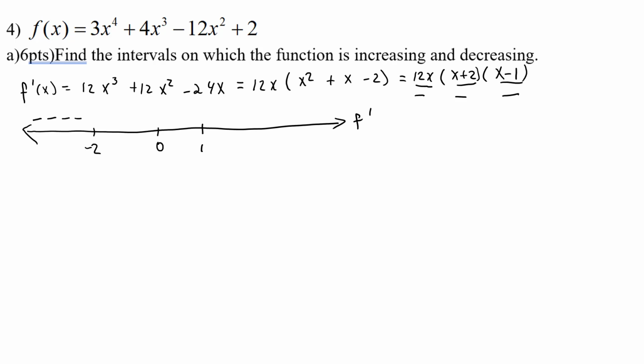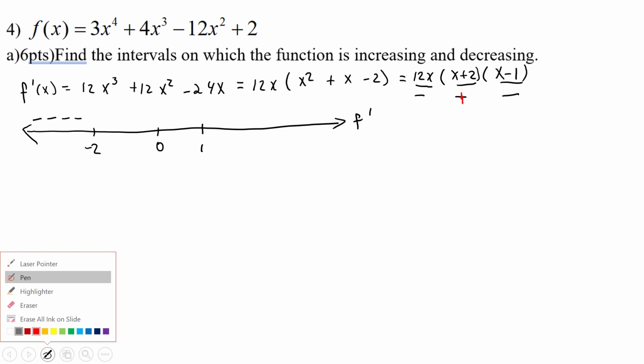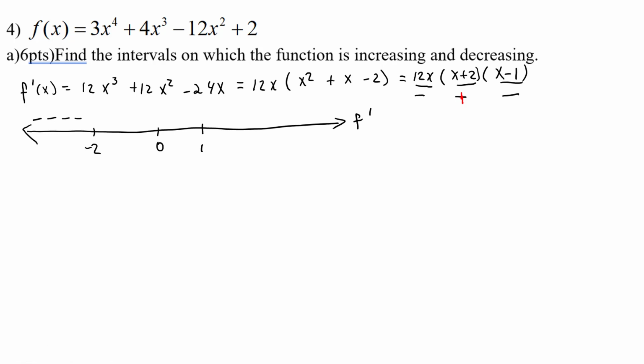Once you get past -2, this x plus 2 will change sign. So when you put in -1, this will no longer be negative. It will now be a positive number. But the other 2 will still be negative. Only that one changes. So now you will have 2 negatives and a positive. When you multiply all that together, you will get a positive.